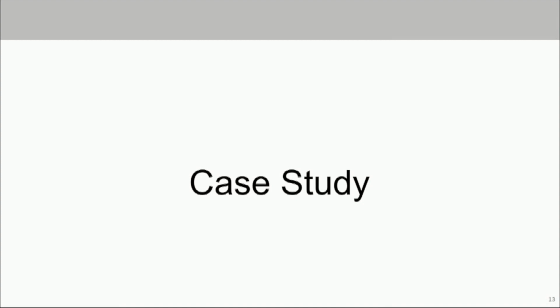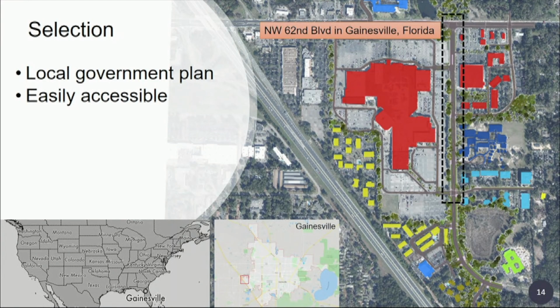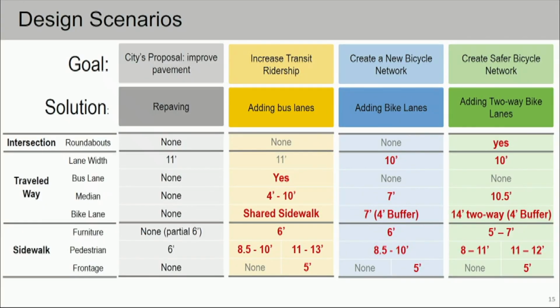So we wanted to play more around with this to explore, to see what we could learn from it. So we picked a case study, a segment of a road in Gainesville, near Gainesville, where the University of Florida is, near a mall, and it's an area where the city is planning to make some changes. Also it is easily accessible for us as a research team to visit there.